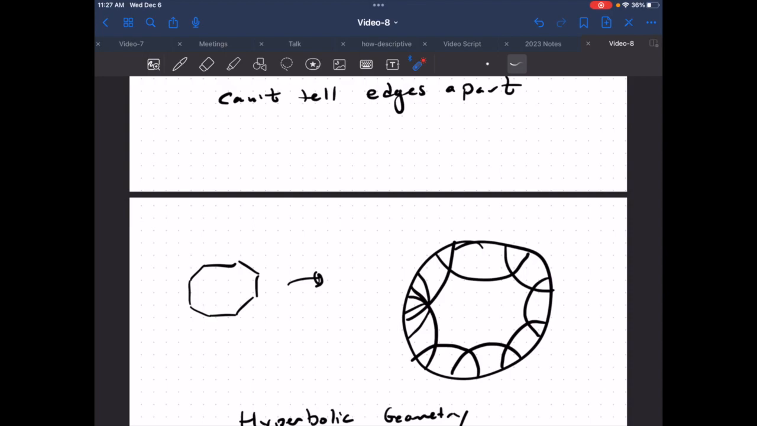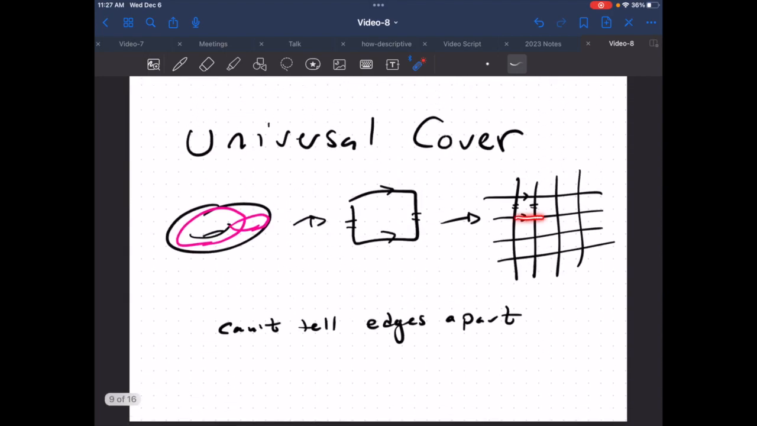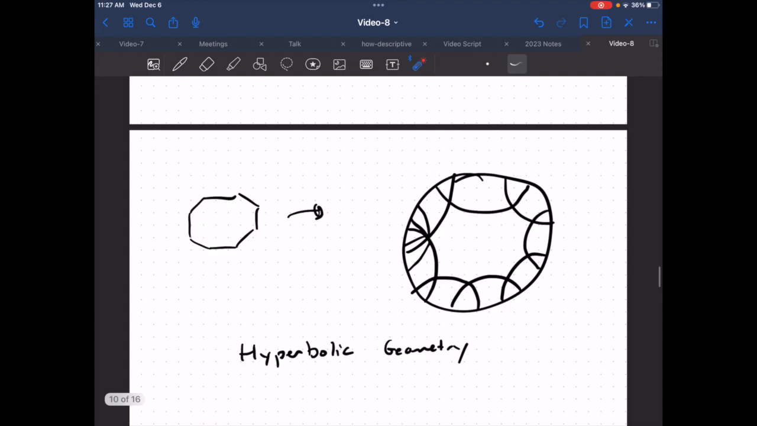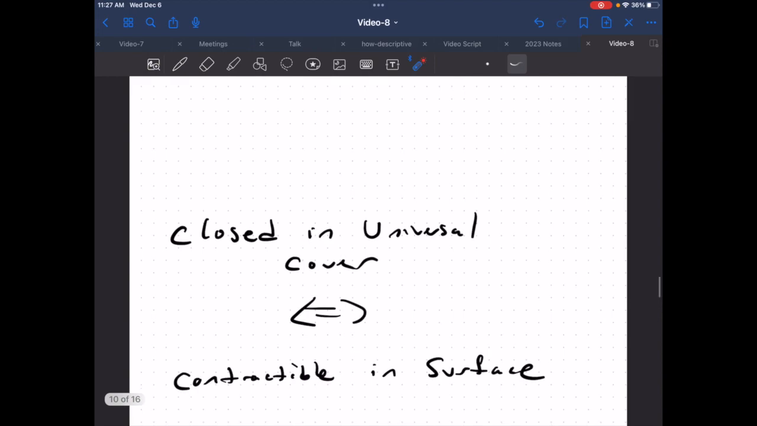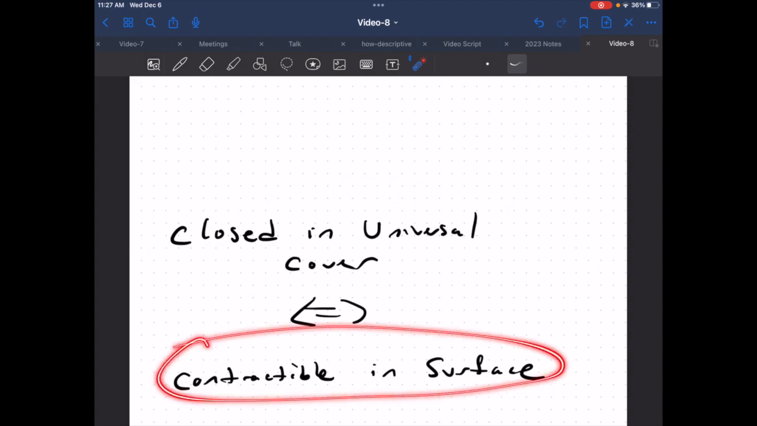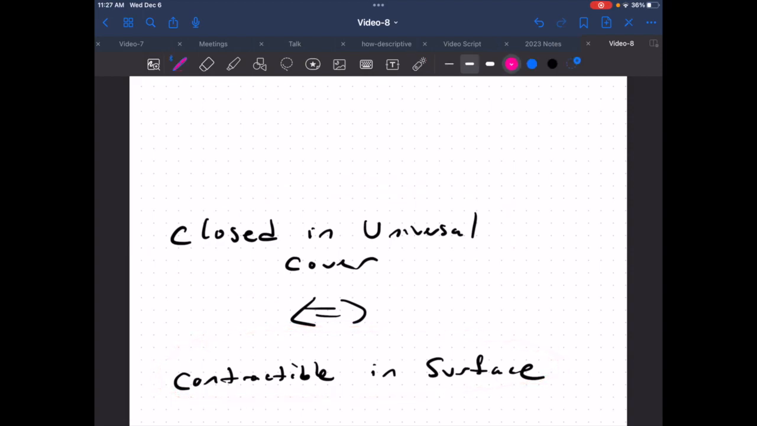But no, the same idea just happens, as you can imagine, just walking around here, and that corresponds to walking around on our surface. And the same thing happens here, but with sort of this more exotic geometry. And the big fact we want to use here is that our curve is closed in the universal cover if and only if it's contractible in the surface. So let's look at that happening.